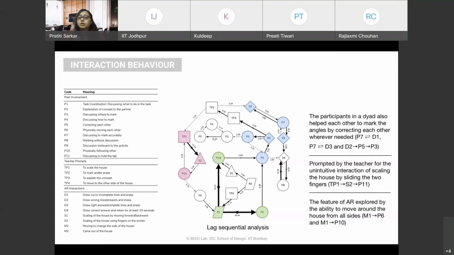So the interaction actually helped them in coming up with a better explanation of why a certain angle is being marked and how to mark that angle. Also, some of the unintuitive interactions, like the scaling, were being prompted by the teachers, because they were mostly marking with one hand, but using two fingers to zoom in, zoom out was something that the teachers had to prompt in sometimes. Otherwise, they were just moving forward or backward to do the zoom in and zoom out action.